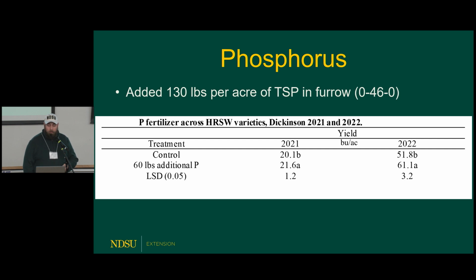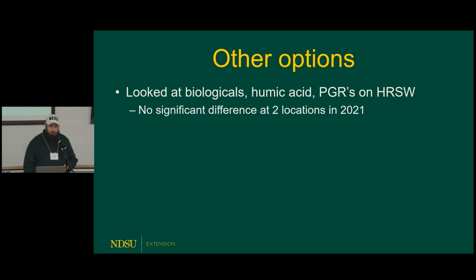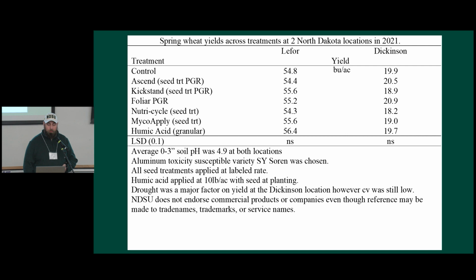And then there's a lot of guys, this is a relatively new issue, so guys are trying different things. Maybe some things are being pushed that shouldn't be. So yeah, there's some things that people have tried. My trials haven't showed them working at all. We've tried some PGRs. We've tried different seed treatments, some foliar stuff. We tried a humic acid. Doesn't really seem to do anything.